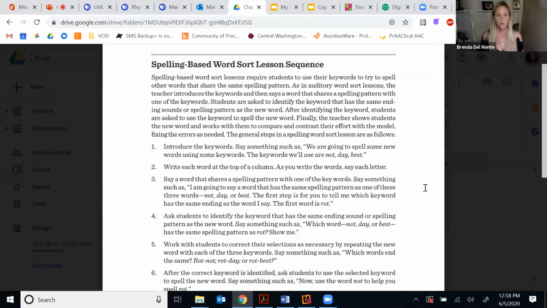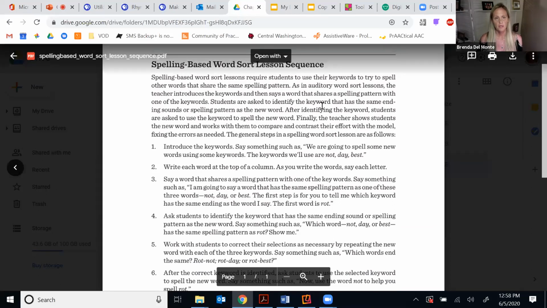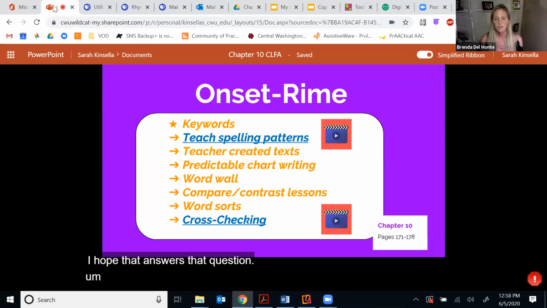That program Words Their Way is a great program for word sorts too, and it has a lot of pre-made materials. Great, thank you.